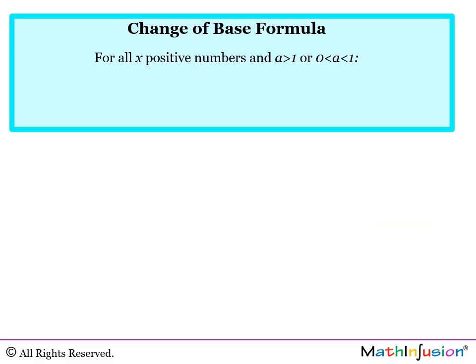Change of base formula. For all x a positive number and a which is greater than 1, or a that is between 0 and 1, log base a of x is also log base b of x over log base b of a. If we are going to change the base to the natural logarithm base, base of e, then we will get that log base a of x equals ln of x over ln of a.